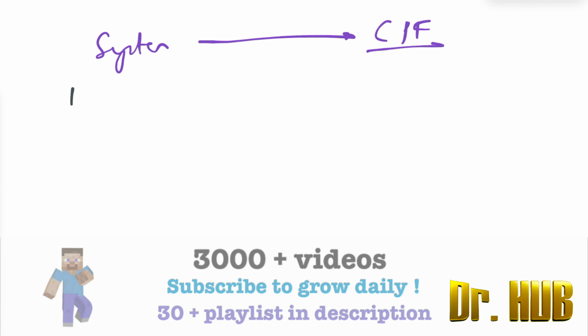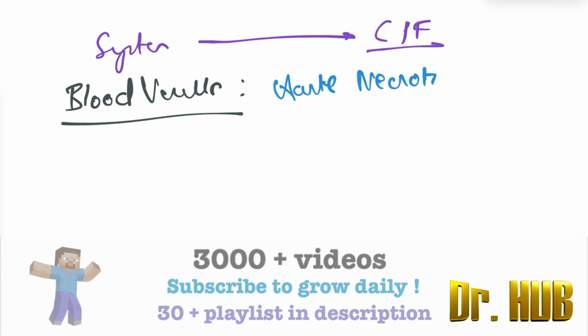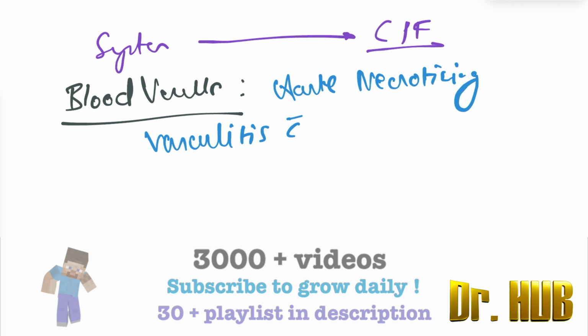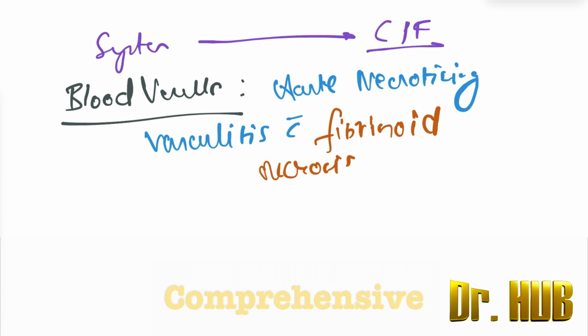So first is the blood vessels. What is the finding in case of blood vessels? In terms of blood vessels, there is acute necrotizing vasculitis, and this is with a fibrinoid necrosis.